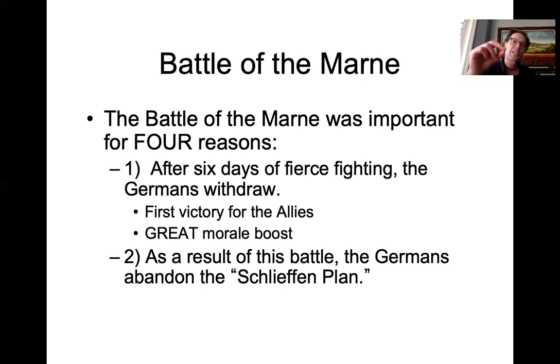Number 2, second reason why, again, the first Battle of the Marne was important is because as a result of this battle, the Germans make the fateful decision to abandon the Schlieffen Plan. And again, they were hoping to score that quick victory. Remember, they wanted to knock the French out of the war and then focus their undivided attention on the Russians. Now, the catch was the Russians had been notoriously slow to mobilize compared to the French.